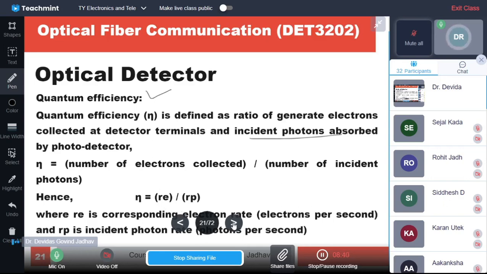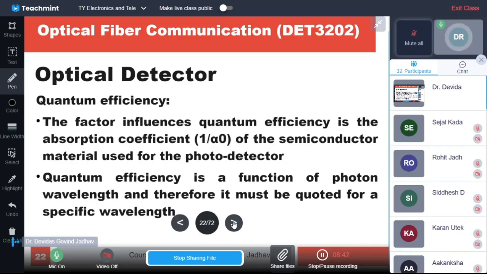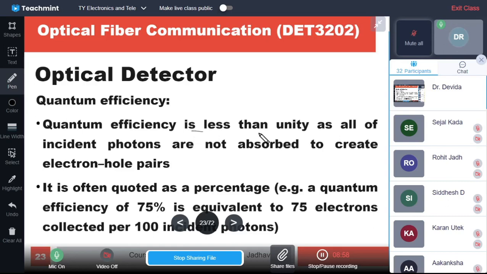Quantum efficiency is influenced by the absorption coefficient, 1 upon alpha 0, which is a material property. And quantum efficiency is a function of wavelength. That's why whenever the quantum efficiency is quoted, it is along with the specific wavelength. Quantum efficiency is less than unity, and it is mentioned in percentage, and it is taken in calculation as a fraction.